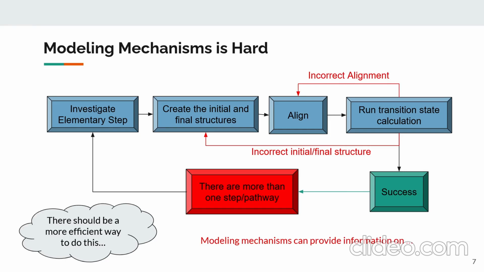And even if the calculation was successful, there could be more than one pathway. So we'd have to return to the beginning and investigate another elementary step and start the whole process again. There can even be multiple competing mechanisms depending on the conditions. So as you can see, it can take an extremely long time just for one small step. Say you're trying to create a new kind of medicine that can save countless lives. Imagine how long it would take if we kept using this method. Is there a more efficient way to do this?